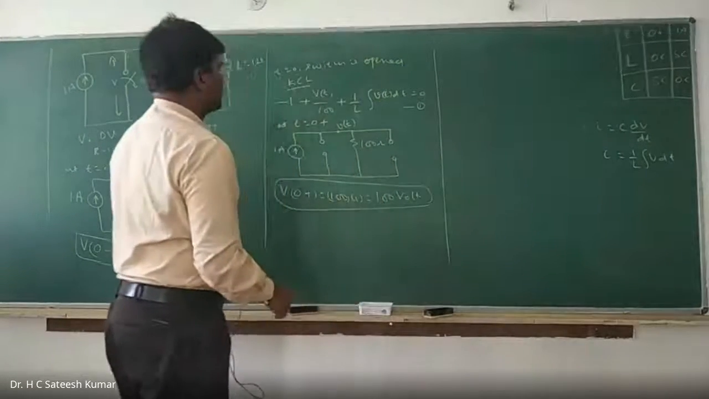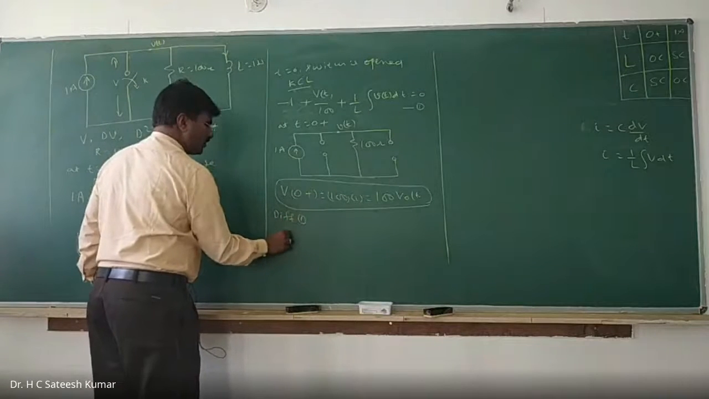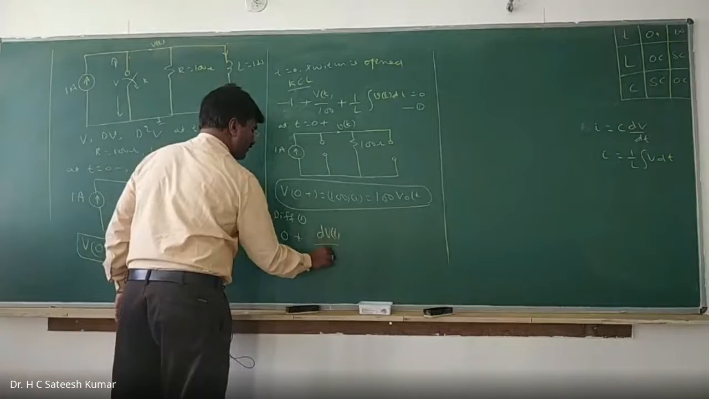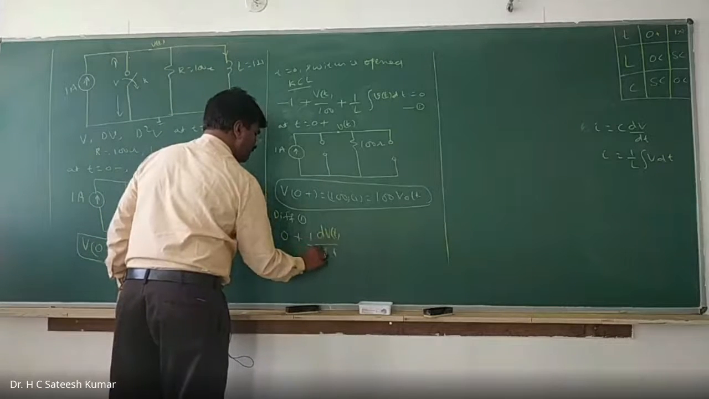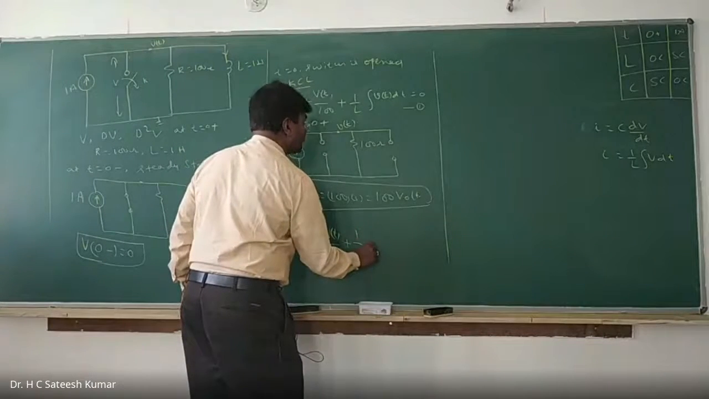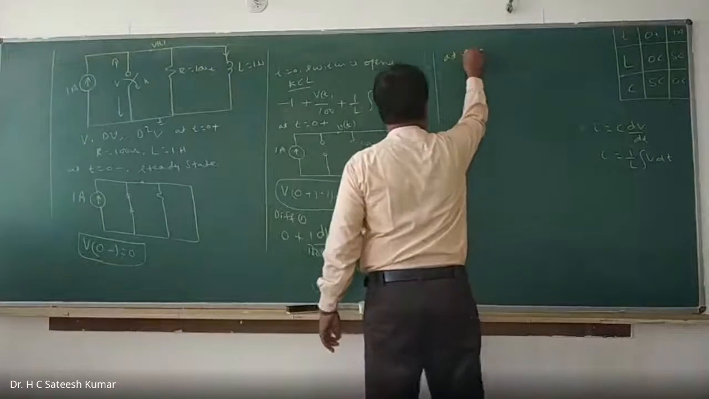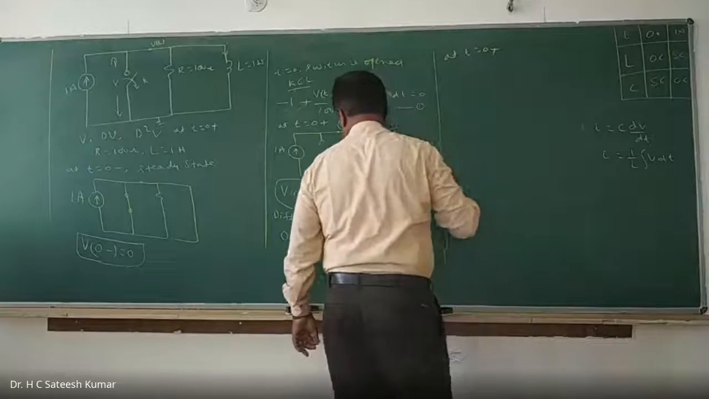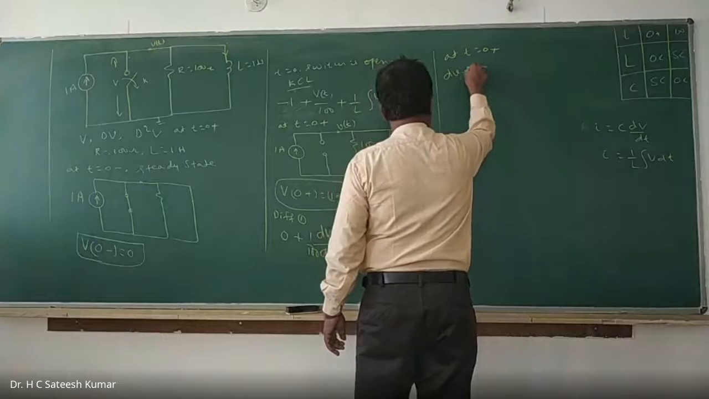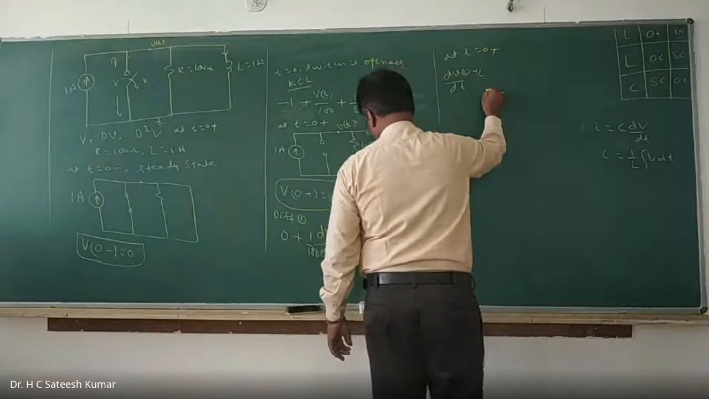If you want to calculate the dV by dt, differentiating, what will you get? dV of t divided by dt into 1 by 100 plus 1 by L into V of t is equal to 0. At t is equal to 0 plus, what will you get? dV of t divided by dt at 0 plus is equal to, what do we have?